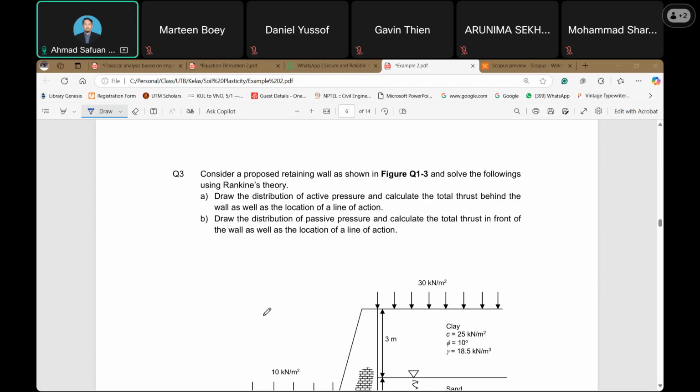Similar approach, where we need to consider what we call the initial distribution, initial pressure, any changes of the soil properties, and at the end of the retaining wall structure. So, behind the wall, consider as active. Get the Ka for the first layer and Ka for the second layer.